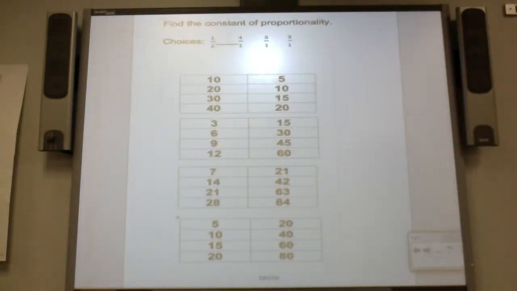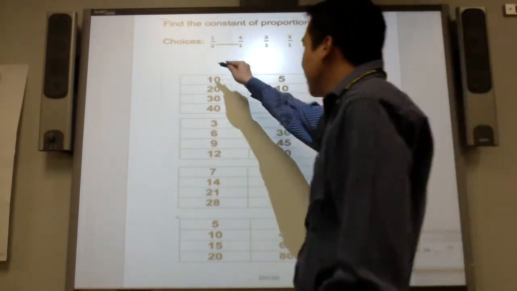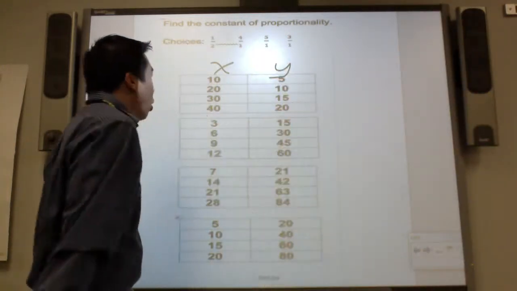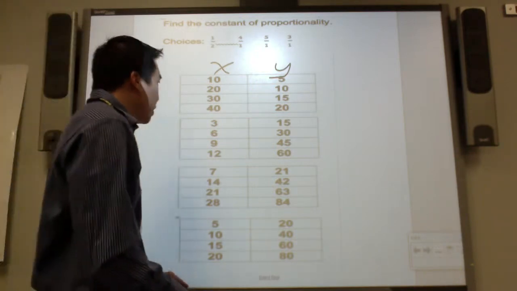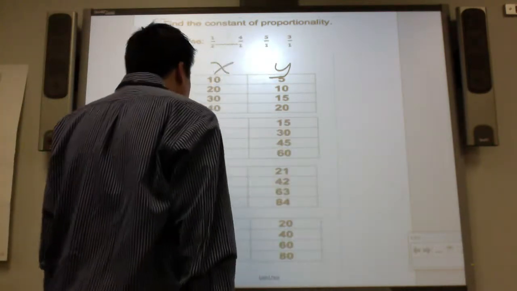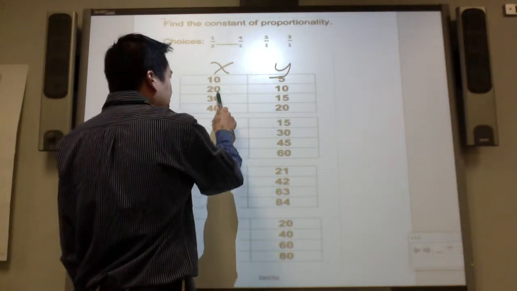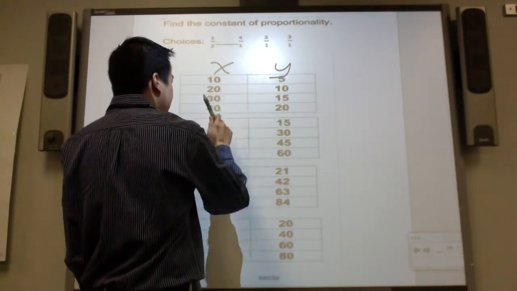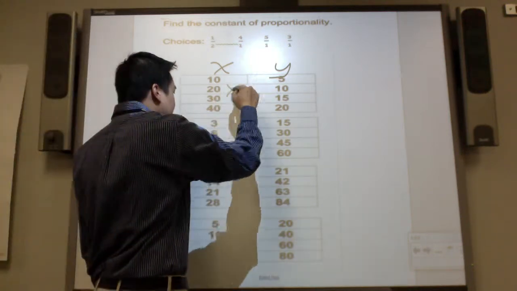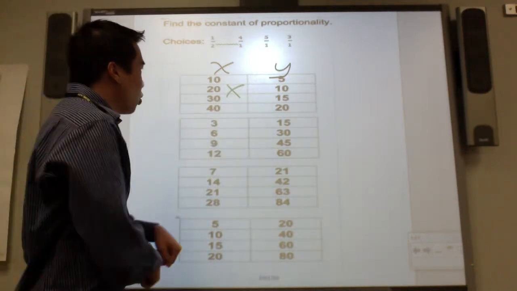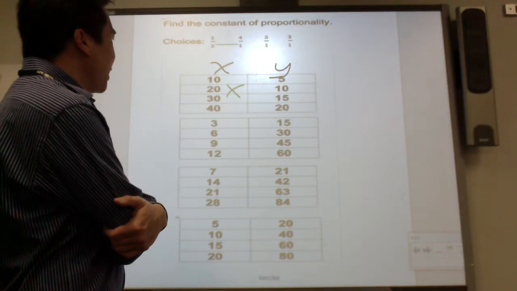Let's go to the next one. So looking at this table, X and Y, find the constant of proportionality for each table. So let's start with the first one. 10 to a 5, a 20 to a 10, a 30 to a 15, a 40 to a 20. What is it? How is it related? How is the Y related to the X?